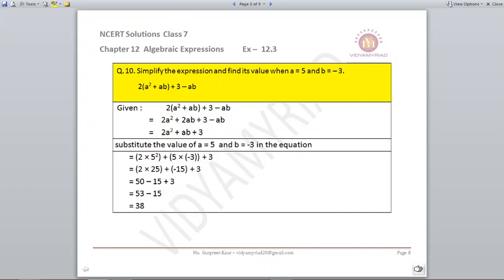So 5 into 5 I know is 25. So 2 into 25 is 50. 5 into 3 is 15, but there is a minus sign, and plus into minus is minus, and plus 3. So 50 minus 15 plus 3, solve it, you get your answer as 38.